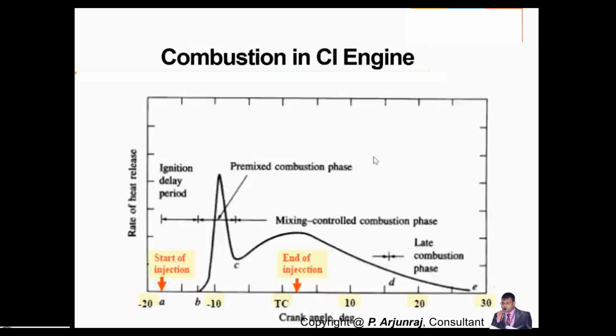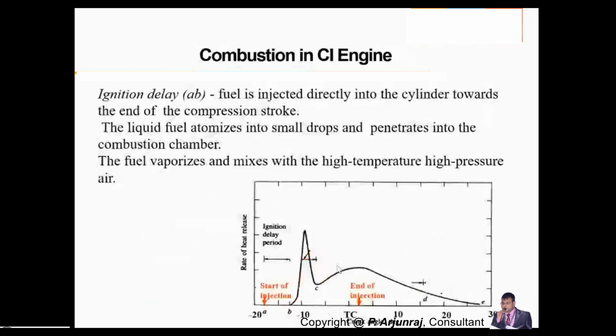Basically, we have 4 stages. The first stage is the ignition delay period, which happens after the start of injection. Next is the pre-mixed combustion phase, where the air and fuel get pre-mixed. Then the mixing-controlled phase, where air and fuel get completely mixed, and you get the end of injection. Then the pressure comes down, and when the pressure comes down, the rate of heat release is also going to be lower. So the first stage is the ignition delay stage.